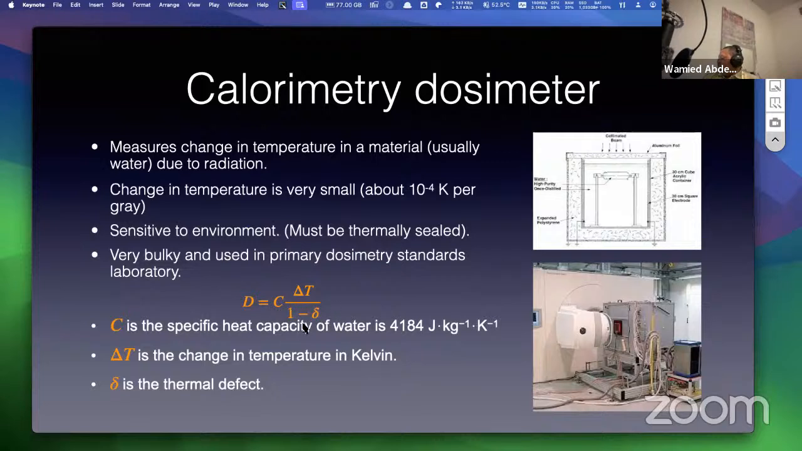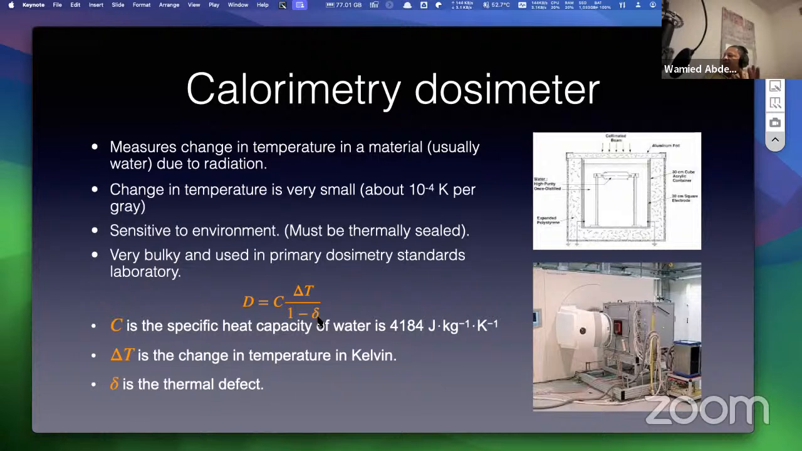The problem with these devices is that maybe the heat from the radiation beam is not all used in heating the water. Some of the energy deposited by radiation might cause chemical changes, because ionizing radiation is going to ionize and so on. So there is always a correction factor, and this is what we call a thermal defect.